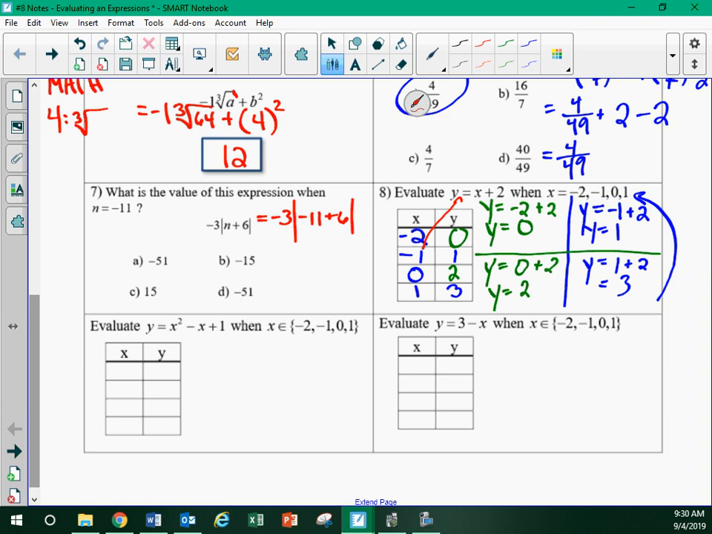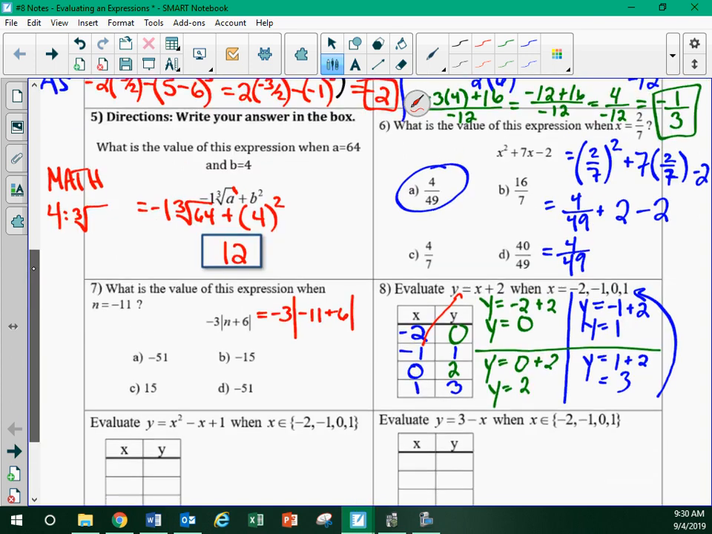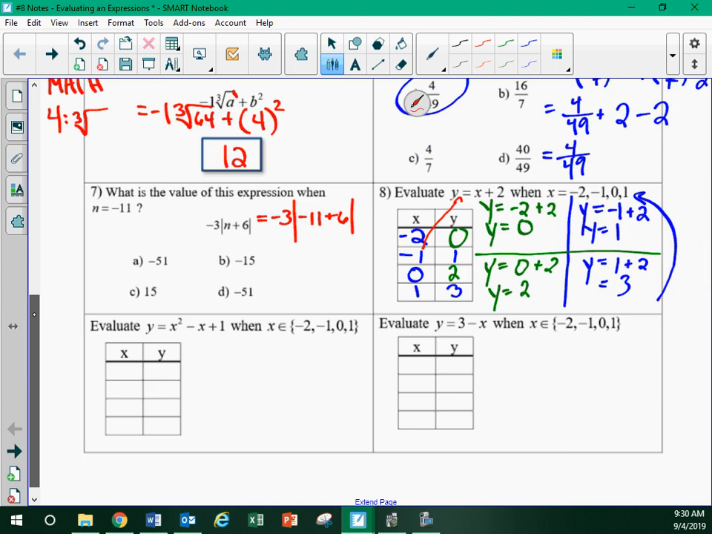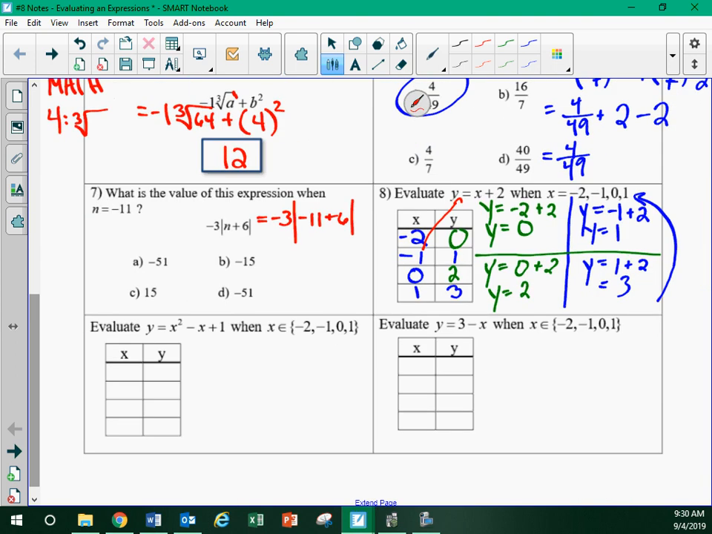Okay, so now we have to think again in terms of our PEMDAS, right? So go inside my absolute value first. So I'm going to still write my -3 and my absolute value bars. What is -11 plus 6? -5. But once we do the absolute value, what is the absolute value of -5? 5. Good. And this is multiplication. -15. Good. Very good. All right. Any questions with that?